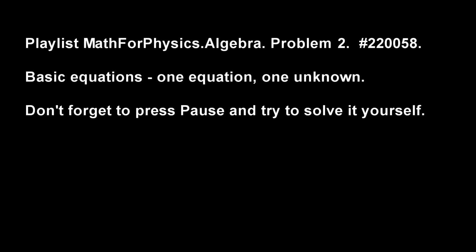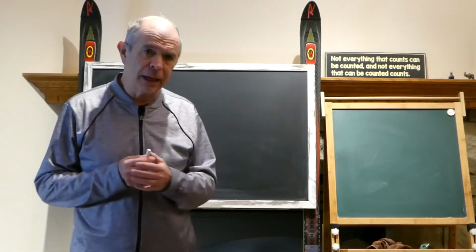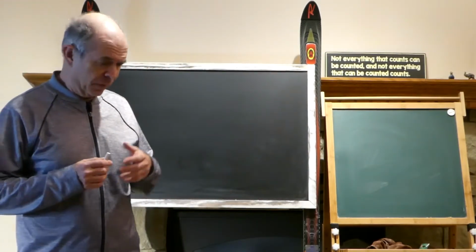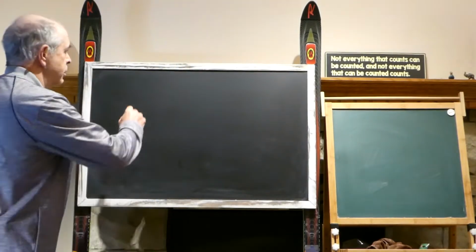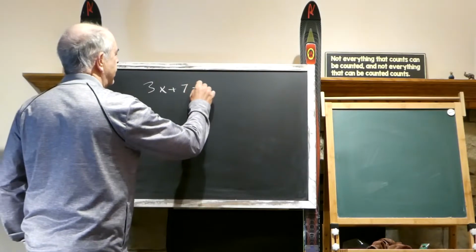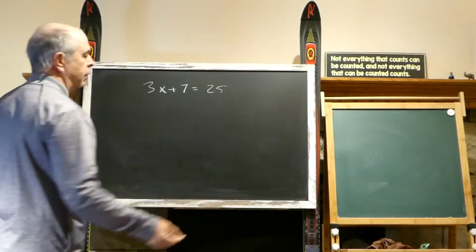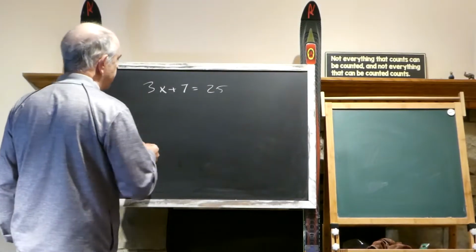So here is a problem. As always, read it, maybe once, maybe twice, and then pause the video and try to solve it yourself. Today would be my next installment for the playlist Math for Physics, Algebra, and let's do the very simple equation 3x plus 7 equals 25. I took those numbers from my head, maybe they're not good numbers.